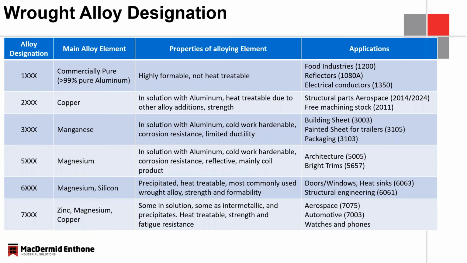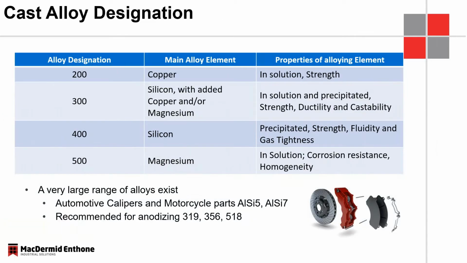Then we have the 7000 series here, alloyed with zinc, magnesium, and a little bit of copper. Again, for structural components, heat treatable, very high strength, and fatigue resistance goes into the aerospace industry, some automotive application, and actually watches and phones. So those were the wrought aluminum alloys.